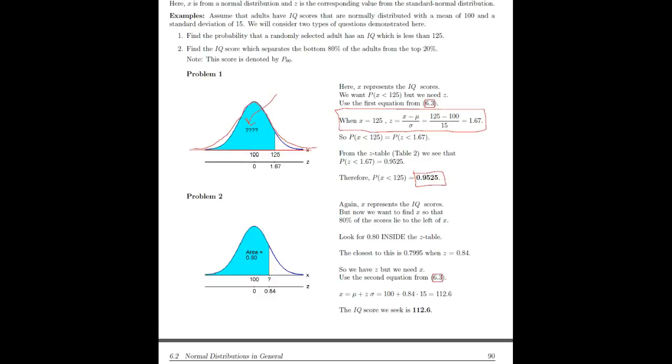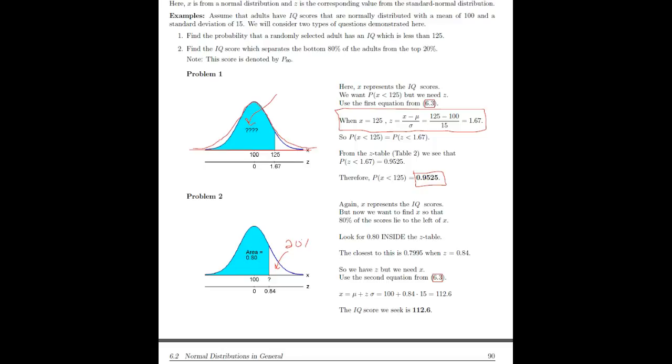Okay, cool. Let's go on to problem 2, which is to find the IQ score which separates the bottom 80% of the adults from the top 20% of adults. Again, always start these problems by drawing your curve. Then you cut this curve somewhere such that it would be split into a bottom 80% and a top 20%, because you know these two areas have to be complementary. They have to add up to 100%.